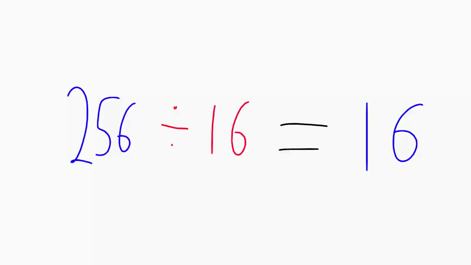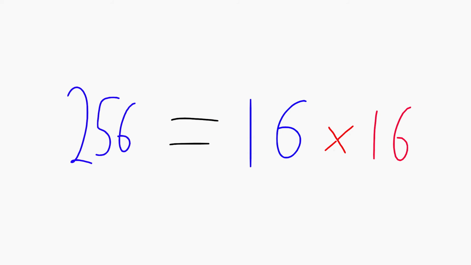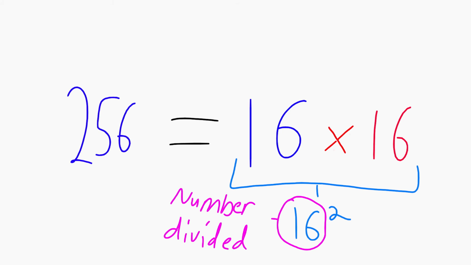We can rewrite 256 divided by 16 as 256 is equal to 16 times 16. And 16 times 16 is just 16 squared. And here it is: 16 is also the number we divided 256 by to get to 16 when we divided the exponent by 2, or multiplied by 1/2.